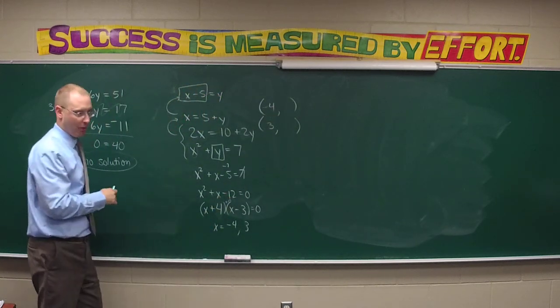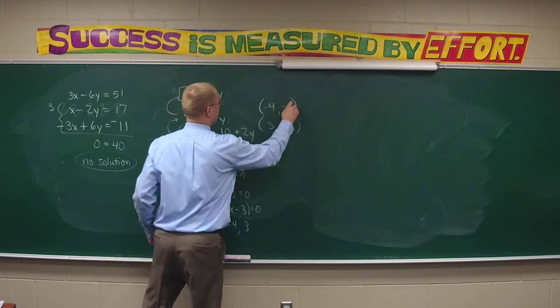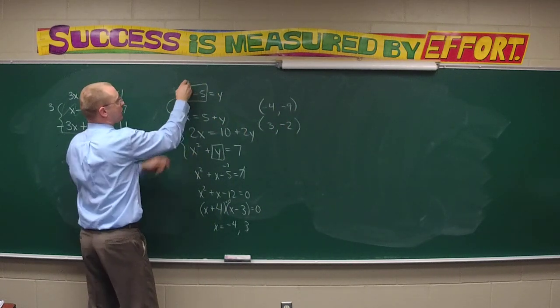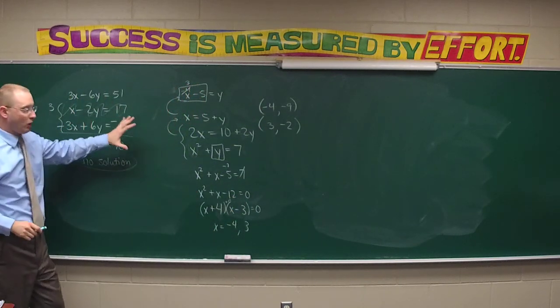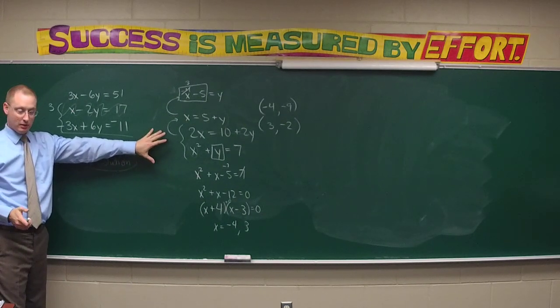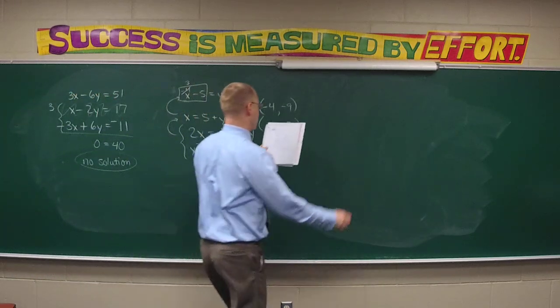Those are both x values. What are my y values going to be, Maddie? -9 and -2 as we plug in the -4 for the x, and as we plug in the 3 for the x. Questions on the quadratic system, or system with a quadratic in it? Questions on that? Okay, that's what we just did yesterday. Now let's do one more of these then.